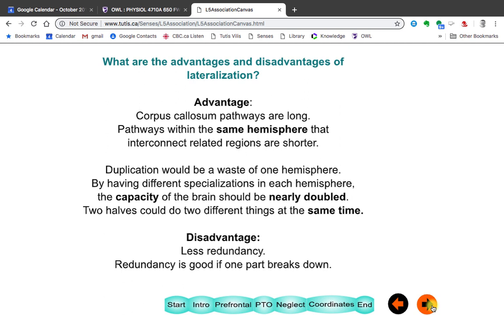The disadvantage is that there's less redundancy. So if one side gets damaged, that area loses that function. And of course, if you have damage of the language area as an adult, you will not regain your ability to speak.